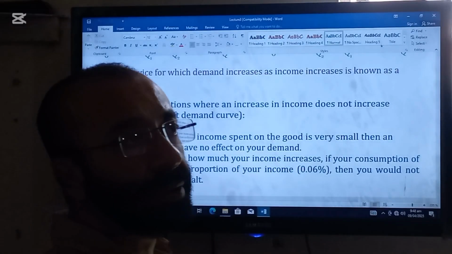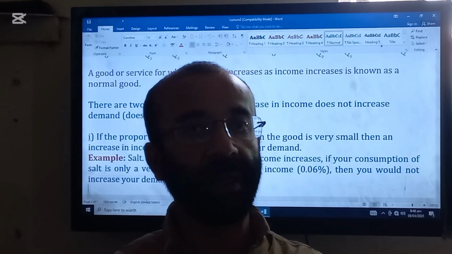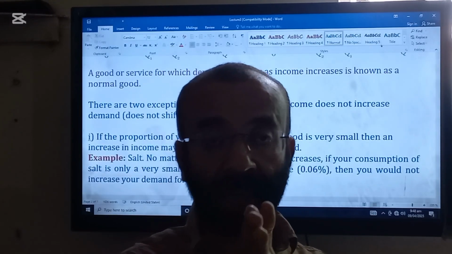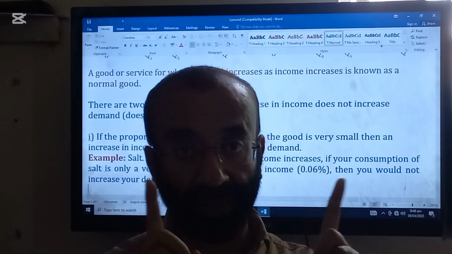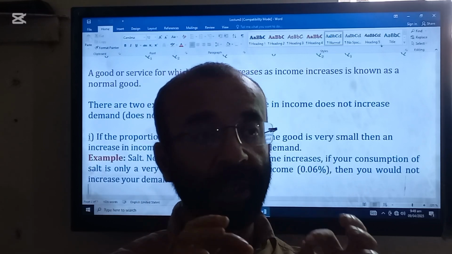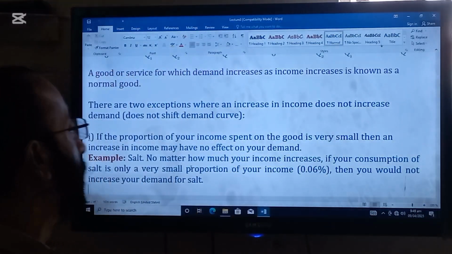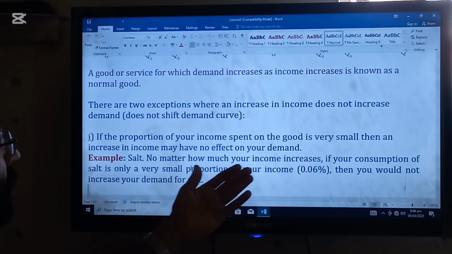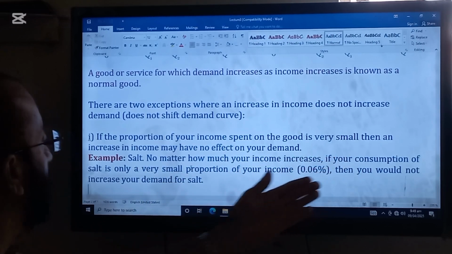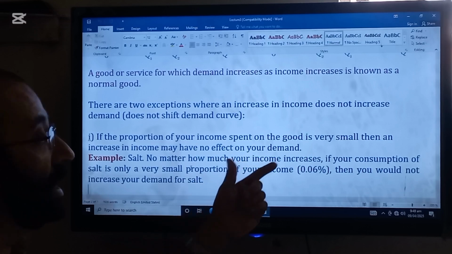So now we are going to discuss the two special cases in which even if the income is increased, the demanded quantity will not be increased. Demand for the commodity will not be increased. One, if the proportion of your income spent on the good is very small, then an increase in the income may have no effect on your demand.